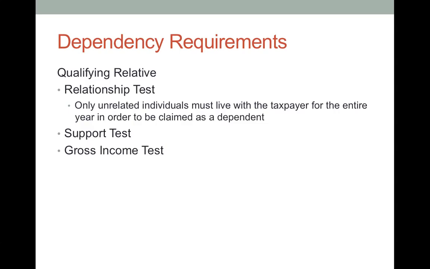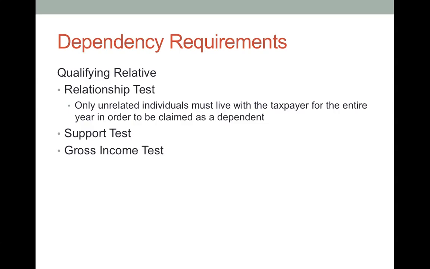So if your buddy's living in your basement, to claim your buddy as a dependent, he or she has to live there for the entire taxable year. If you're supporting your uncle and you want to claim your uncle as a dependent, your uncle could potentially be a qualifying relative even if he doesn't live with you, okay? So that's one thing with the qualifying relative.